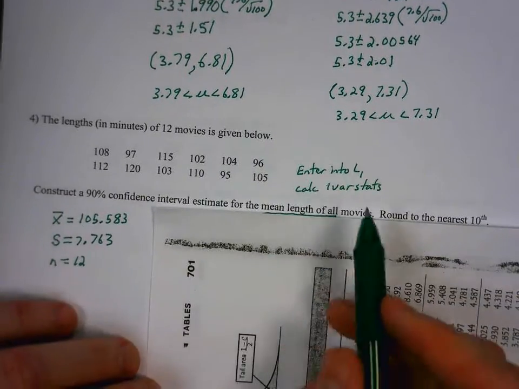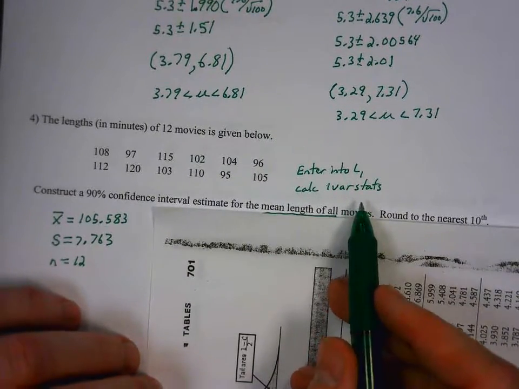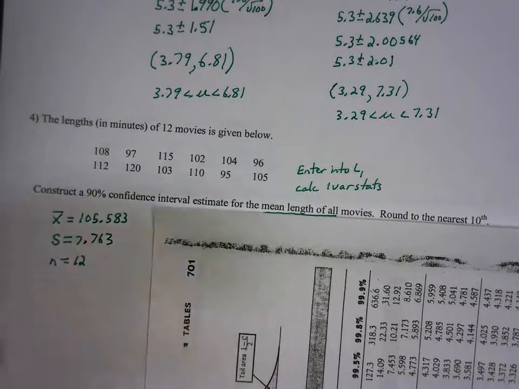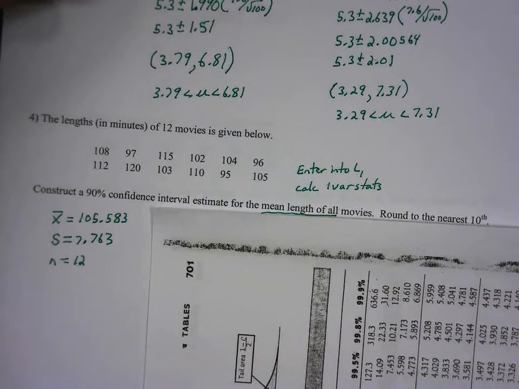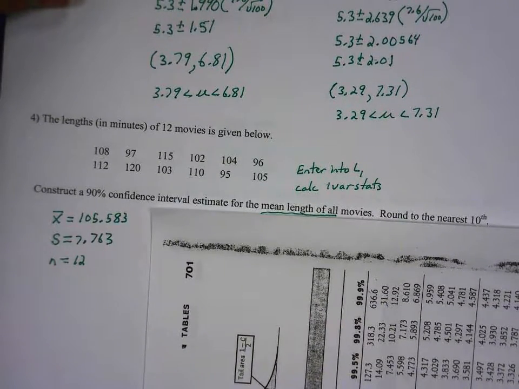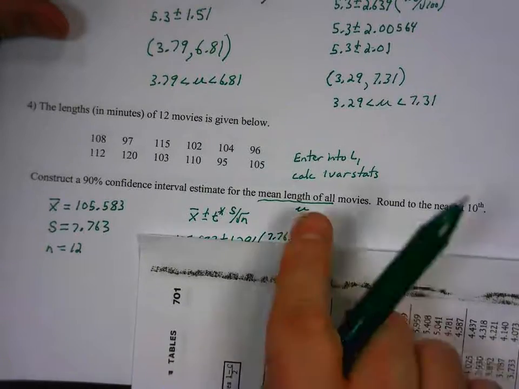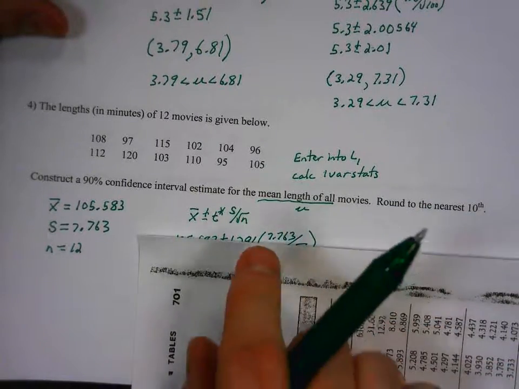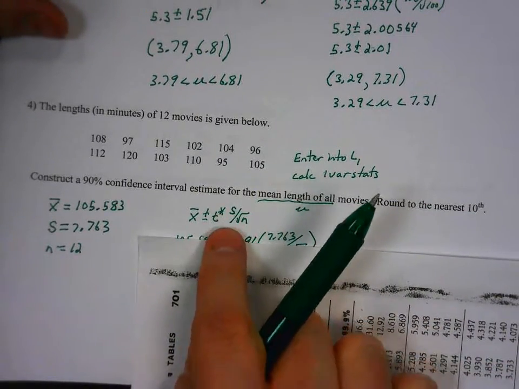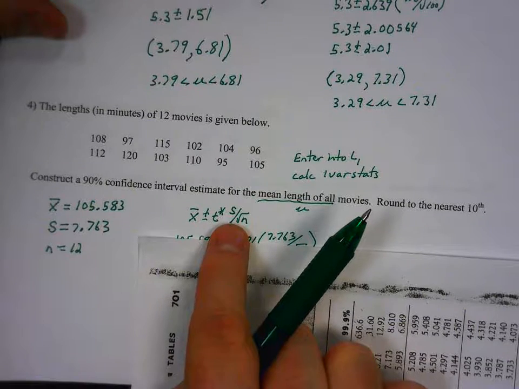Again, that's just doing work in your calculator. I'm not going to show you on this. This goes all the way back to chapter 2, where you found the stats in your calculator. So to estimate the mean length of all movies, we're trying to estimate what mu is. We're given a sample here, so we're going to use the t distribution.